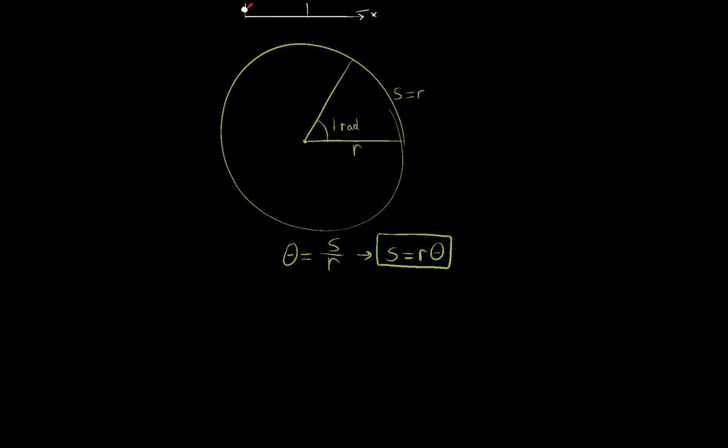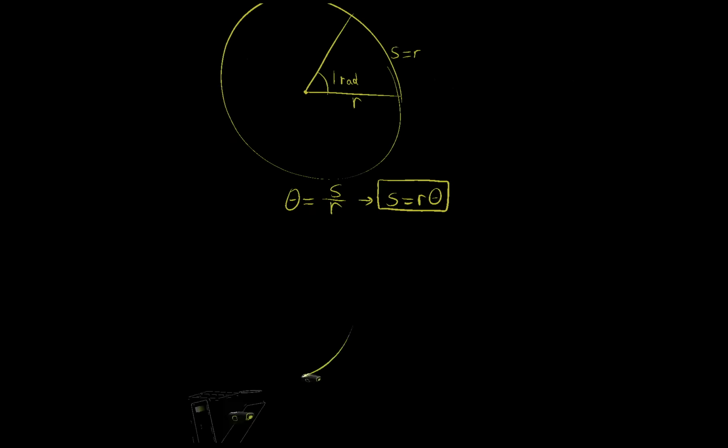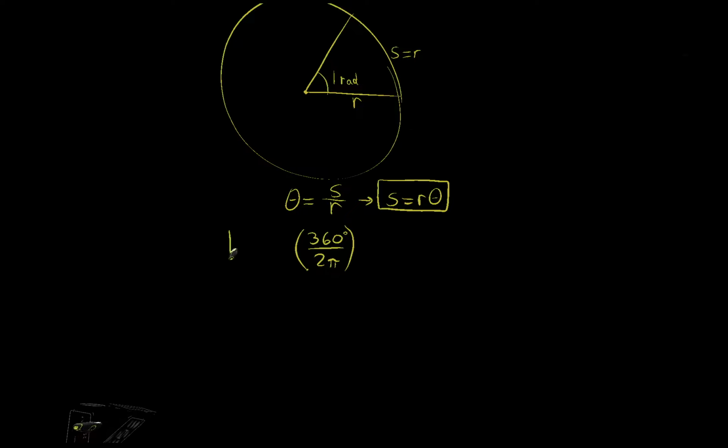So, if you're converting between degrees and radians, you can use various conversion factors. Like, there's 360 degrees for 2 pi radians. 2 pi is all the way around the circle, as is 360 degrees. And so we can say 1 radian is equal to 360 degrees divided by 2 pi. And so 1 radian is about equal to 57.3 degrees.